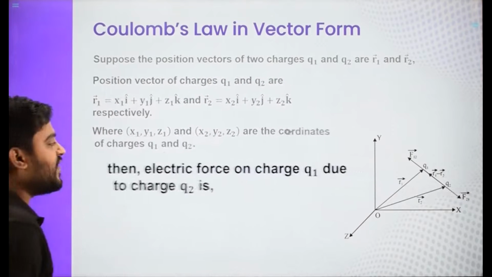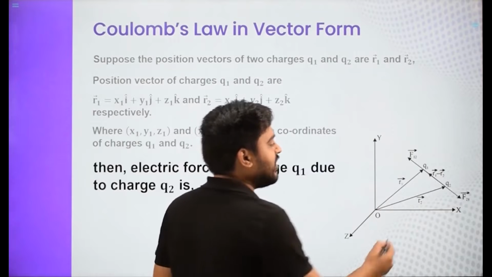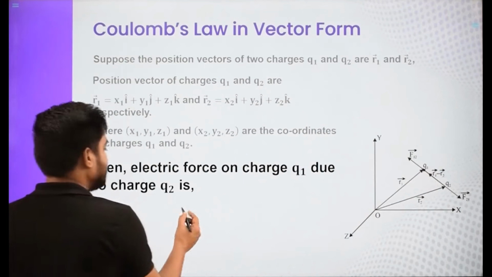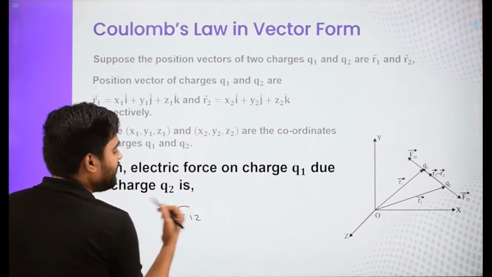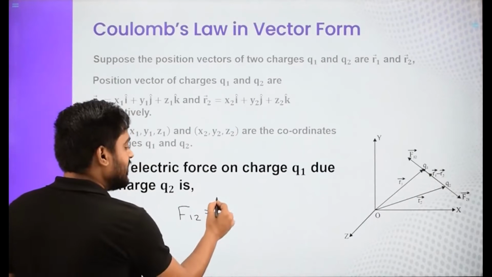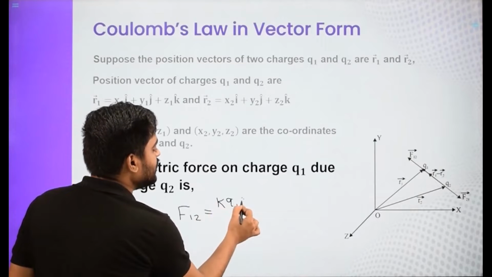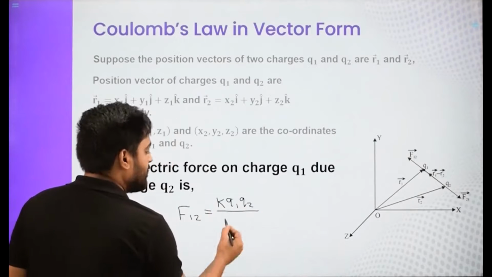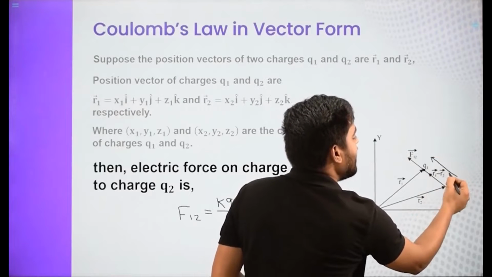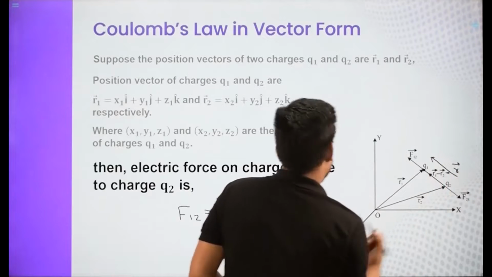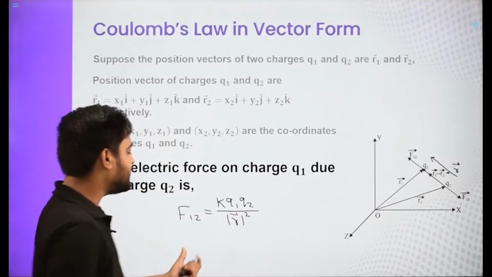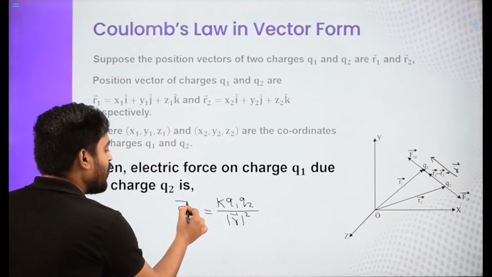Now, when we need to find the force on Q1, I am calling the force on Q1 due to Q2 F12. First, let us find the magnitude. What is the magnitude? Coulomb's law said that the magnitude is k Q1 Q2 by r squared, where r is the distance between them. So I am treating this vector as the R vector, and now I will say divide by the magnitude of the R vector, whole squared. So this is the magnitude of force F12.